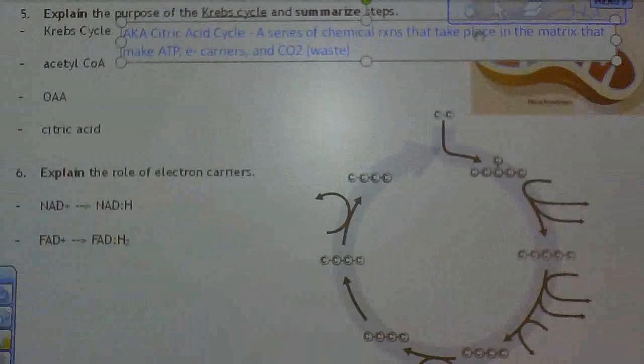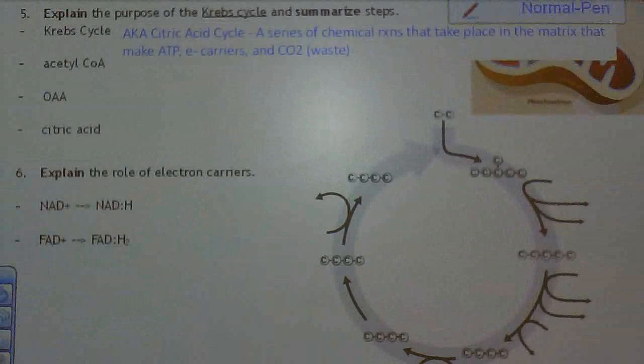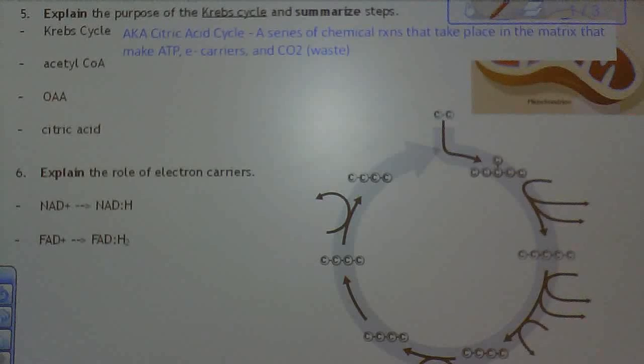The Krebs cycle is also known as the citric acid cycle, and you'll see this if you look it up in your book or Wikipedia or most other places. It is a series of chemical reactions that take place in the matrix of the mitochondrion. It makes ATP, most importantly electron carriers, and also produces CO2, which is basically a waste product.